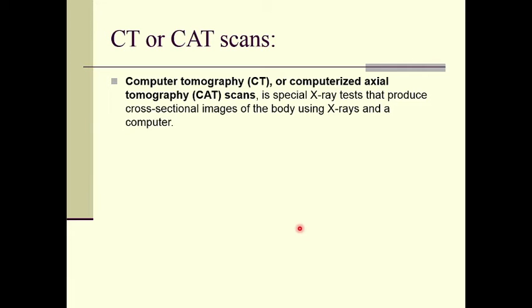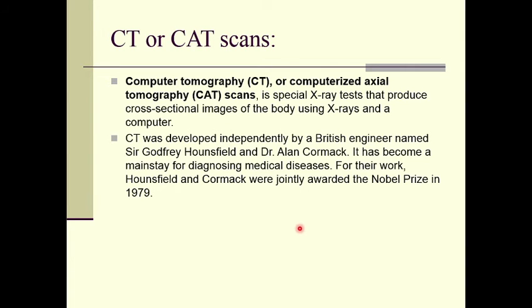So we will make cross-sectional images of the body, whereas in normal X-ray radiography we get a 2D image of the object. But here we will get cross-sectional slices of the body, so body parts we can easily scan, right? CT was developed independently by a British engineer named Sir Godfrey Hounsfield and Dr. Alan Cormack. It has become a mainstay for diagnosing medical diseases. For their work, Hounsfield and Cormack were jointly awarded the Nobel Prize in 1979.